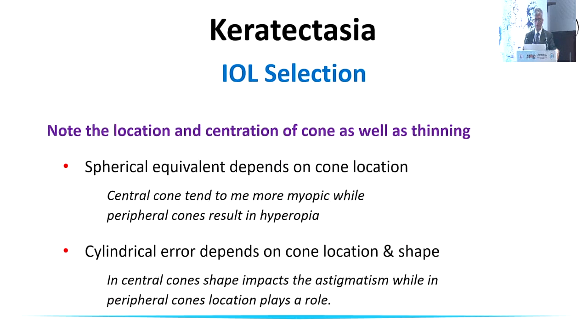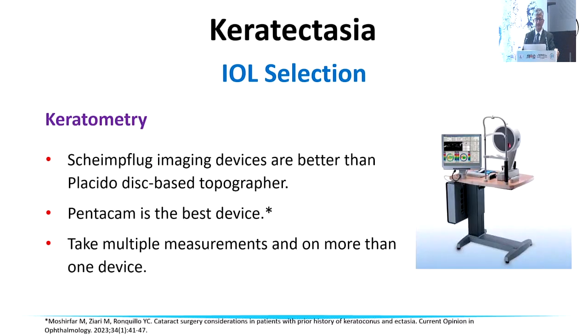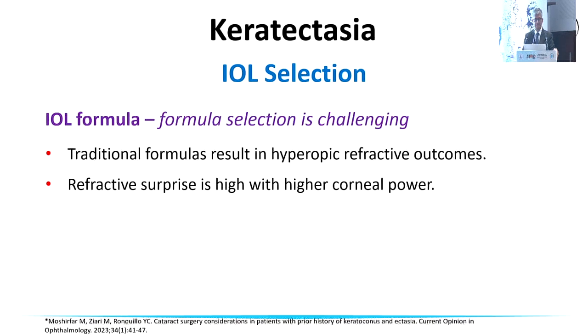You should also make a note of location and centration of cone because that affects the spherical equivalent as well as cylindrical error that these eyes have. On the keratometry side, you should use Scheimpflug-based imaging devices rather than Placido's-based topographers. And Pentacam usually gives the best results. You must also ensure that you take multiple readings and ensure that these readings are repeatable.